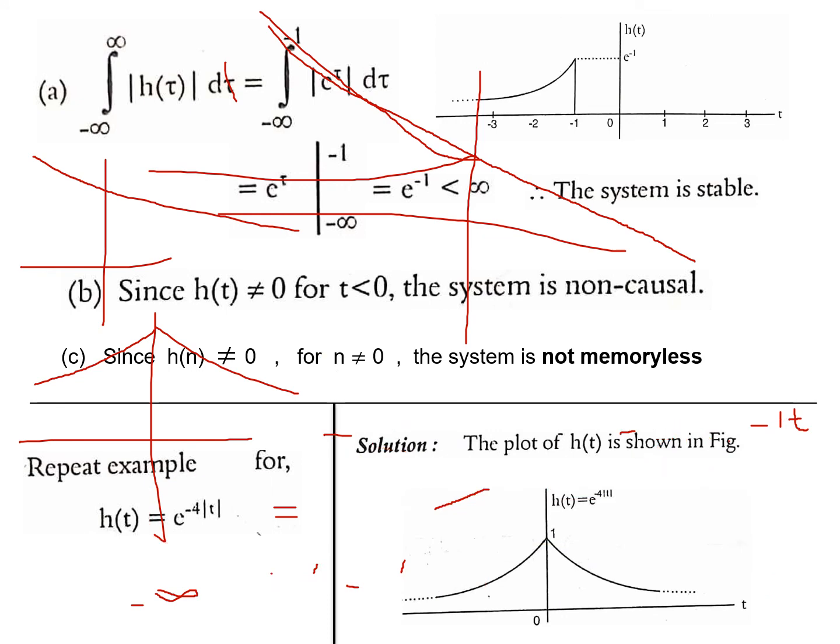So I erase everything. See, this is what the graph is. Suppose I remove the modulus here, the graph would have been increasing like this, if it is e power of minus 4 into t. Because of modulus t, this graph, instead of increasing, is decreasing.